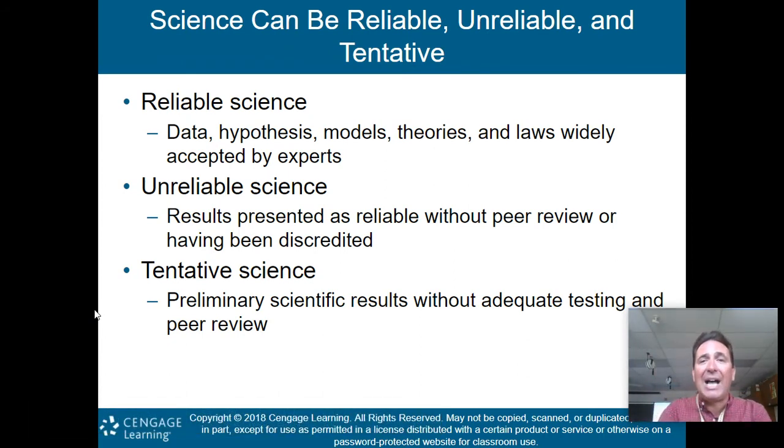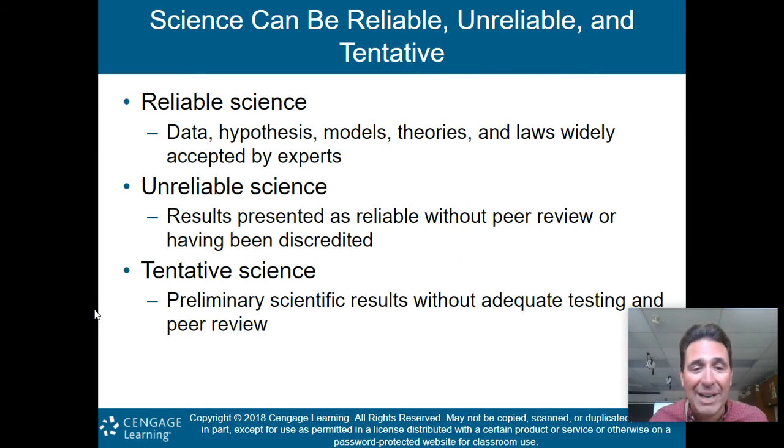Science can be reliable, unreliable, and tentative. Reliable science: data, hypotheses, models, theories, and laws widely accepted by experts. Unreliable science: results presented as reliable, but without peer review or having been discredited. This, unfortunately, folks, is what we're getting a lot of in the media right now. We're getting this unreliable science, people just getting up without having been peer reviewed, without having their models and hypotheses discredited or tried to be discredited by peers. They're just going out there and giving their results, and unfortunately, that's not reliable science.